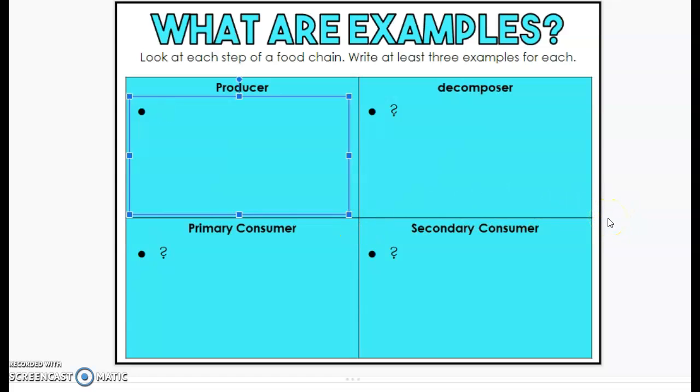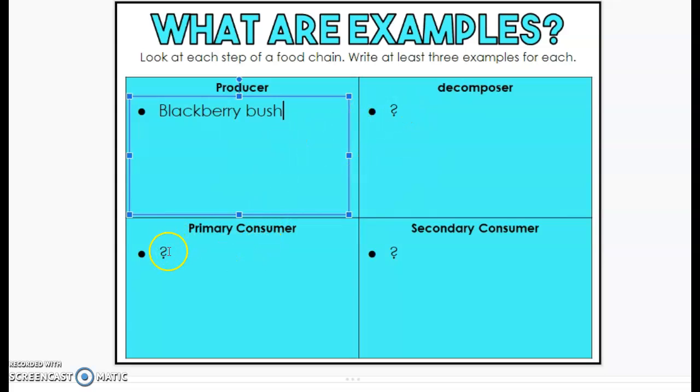So the first one is a producer. Remember, producers make their own food. So I know I'm thinking of some food that I eat that is maybe a vegetable or a fruit. And one of my favorite ones are blackberries. That is a fruit. That is a producer. So blackberry bush. I'll actually write that. Blackberry bush is a producer.